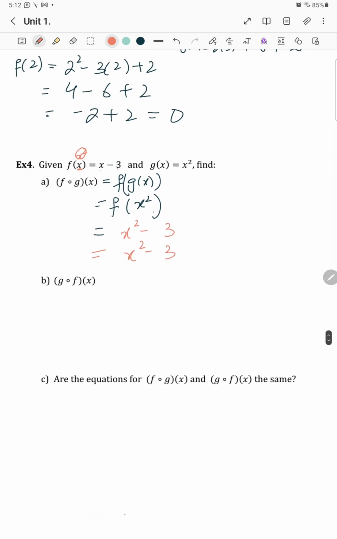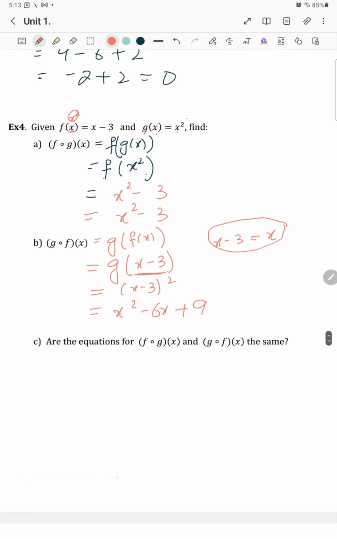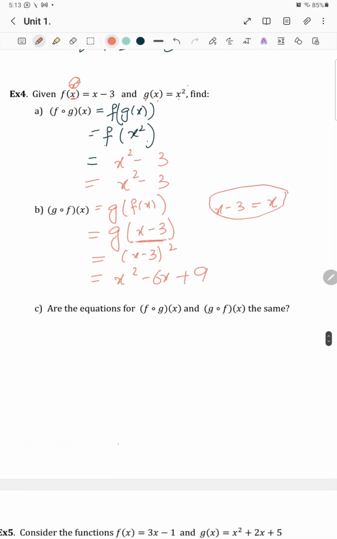Now if it's g of x, then it would be g f of x. So what we will do, we will put g over here and put f of x, x minus 3, over here. Now x minus 3 is basically x. So g of x is equal to x square. So what is x here? X minus 3. So I will put x minus 3 square. X minus 3 square, or x square minus 6x plus 9, would be the answer. Are the equations for f g of x and g f of x the same? No. Order matters.